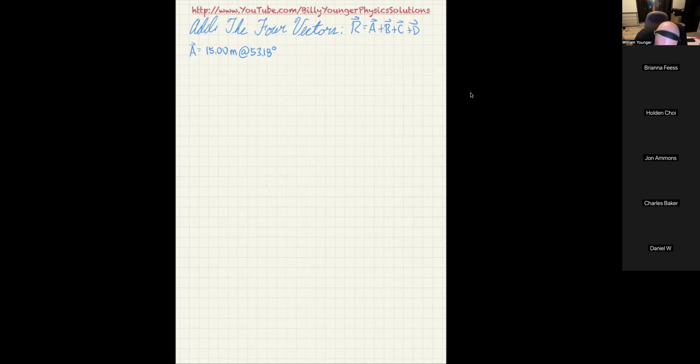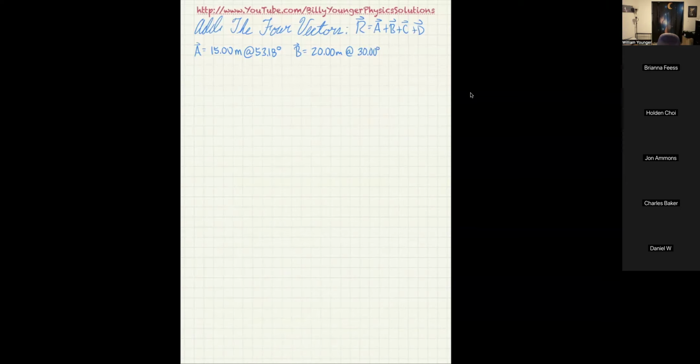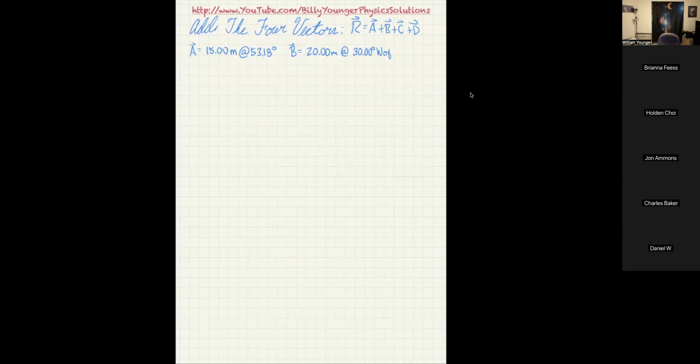Now I'm going to do vector B, and I'm going to say that it is 20.00 meters. This time I'm going to say it is at, let's say, 30.00 degrees, and I'm going to say it's WON. That means west of north. I'm going to draw a coordinate system in a second to make you understand that, okay?